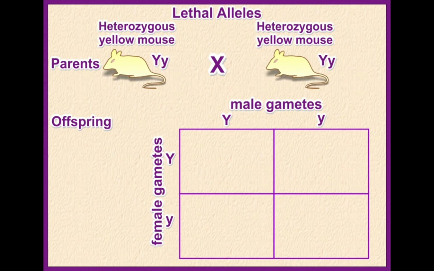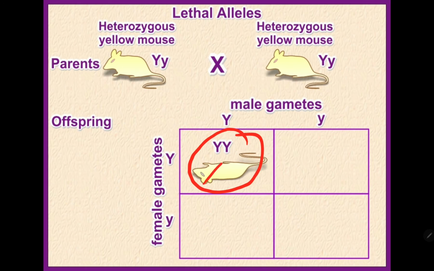So the cross is as follows. Whenever the heterozygous version of each were crossed, the big Y, big Y did result. However, due to the fact that this is a lethal combination, this mouse cannot survive. So it will die before it's even born.